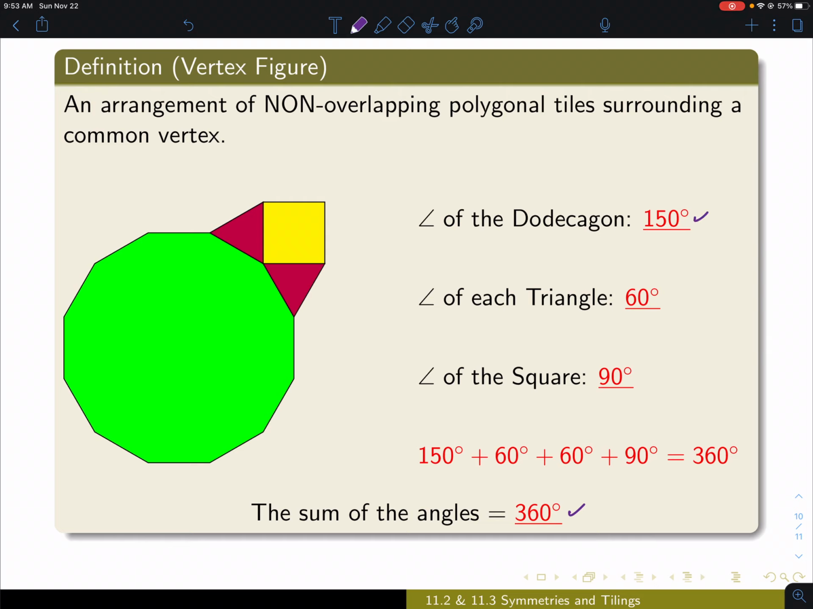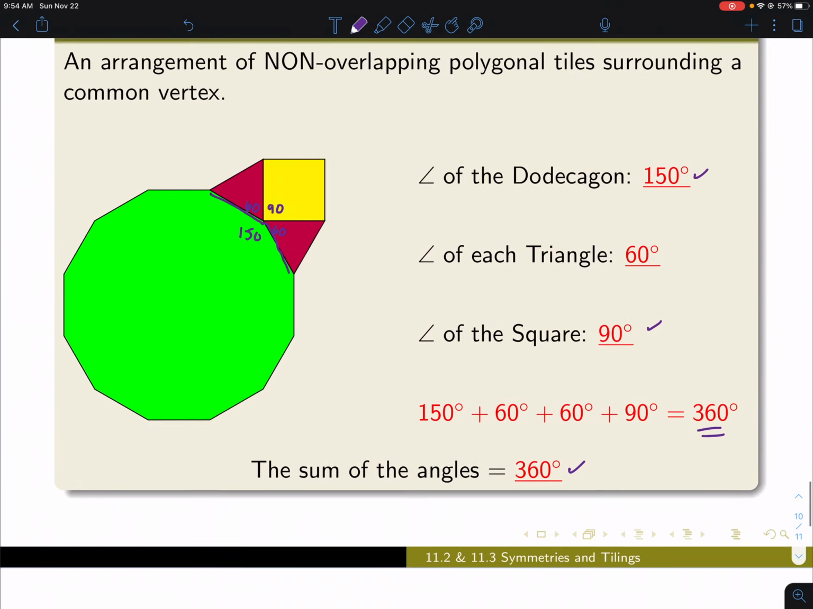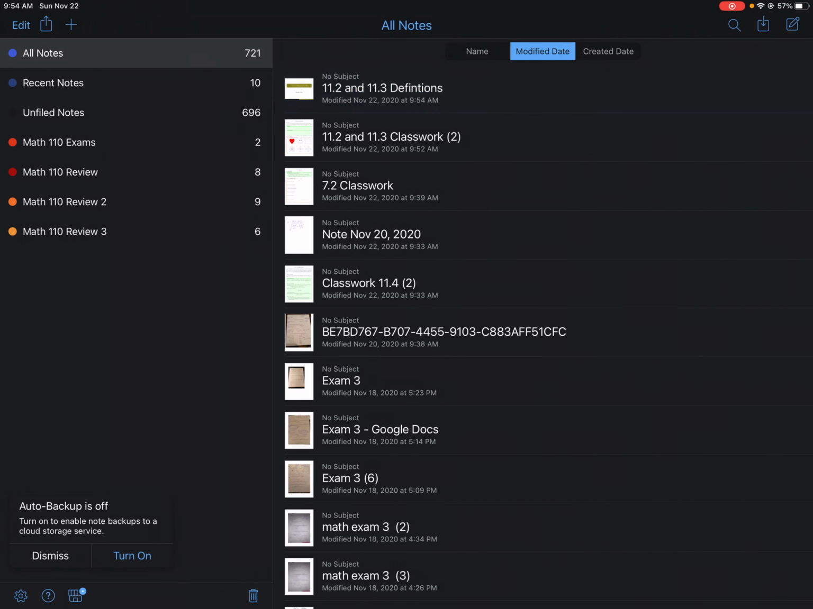So in this case, the angle of the dodecagon, this angle here, is 150. The angle of each triangle, since they're equilateral triangles, is 60. And of course, the square is 90. So again, you can piece these together all kinds of different ways, with lots of different shapes, but you still have to have that magic number of 360 in order for this to actually work. All right, so let's go back so we can work on our own figure.